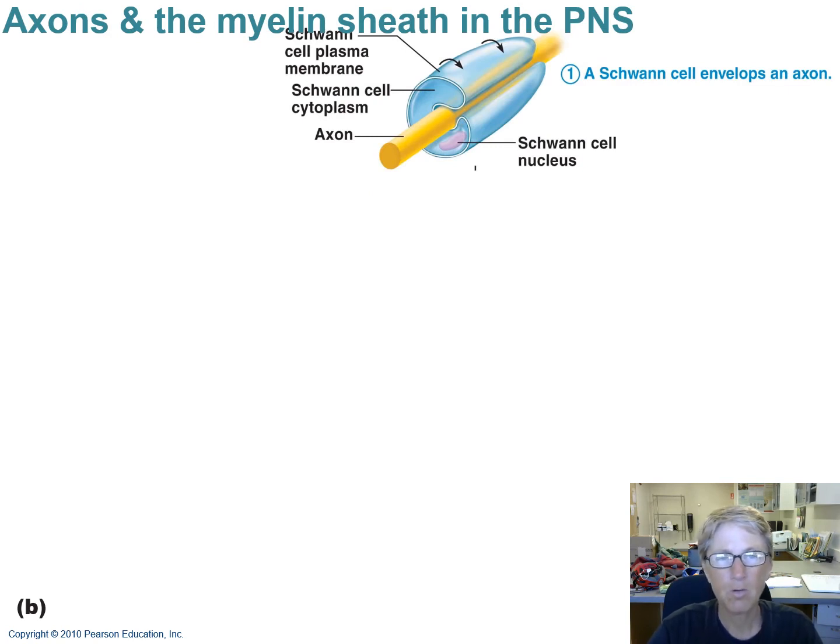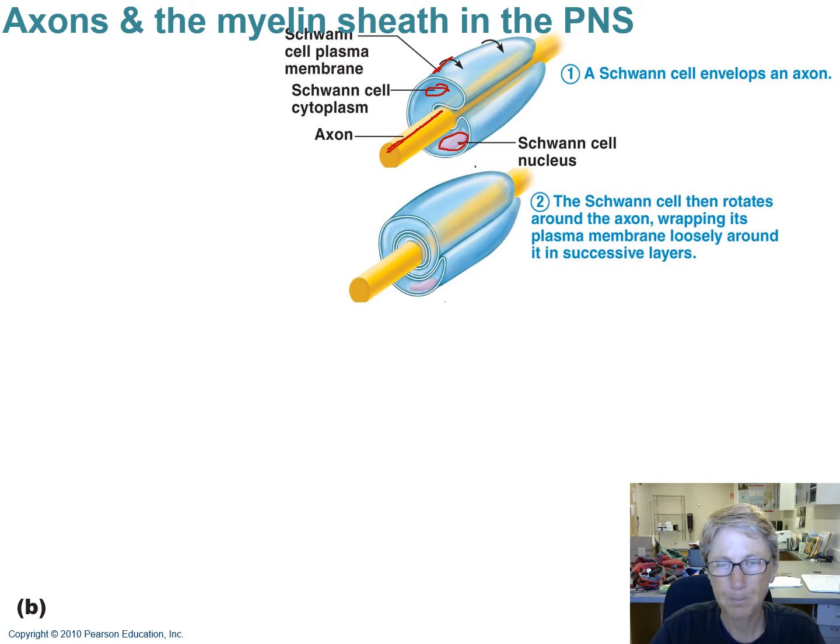And so here's the myelin sheath in the peripheral nervous system, how it works. The myelin sheath in the peripheral nervous system is formed by a Schwann cell wrapping around the axon. So here's the cartoon of the Schwann cell plasma membrane. That's the stuff on the outside. It's a cell, so it has a plasma membrane. Here's the cytoplasm inside the cell. Here's the Schwann cell nucleus. And here's this yellow thing, the axon that the Schwann cell is wrapping around.